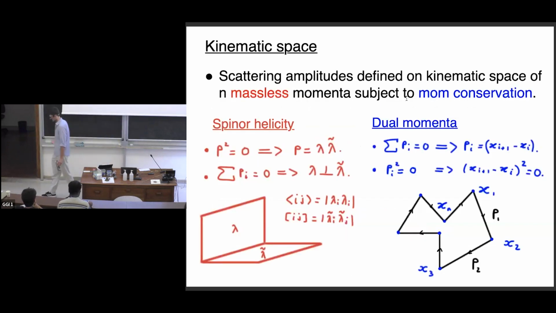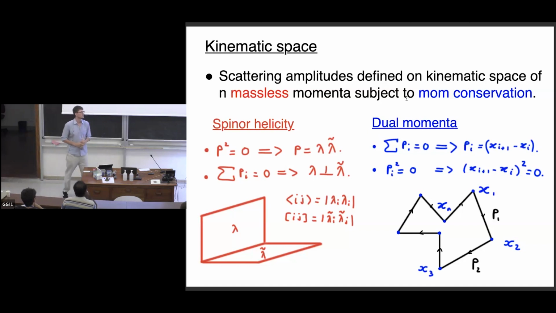So some kinematics. Scattering amplitudes are defined on the space of n massless momenta subject to momentum conservation. And there's a couple of descriptions of this setup, one being spinor helicity space. This can be motivated by wishing to trivialize the massless on-shell condition. So we introduce lambda and lambda tilde variables for each momentum, and these are subject to momentum conservation. And in this formalism, things that show up all the time are the angle and square brackets, which are given by the determinants of your lambda and lambda tilde variables.